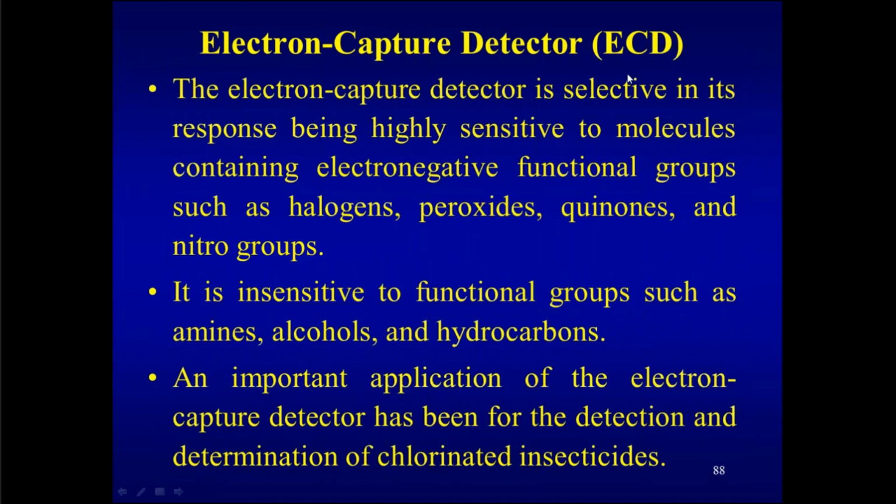Another important detector is the electron capture detector. This is a very selective detector in its response, being highly sensitive to molecules containing electronegative functional groups such as halogens, peroxides, quinones, and nitro groups. However, this detector is insensitive to functional groups such as amines, alcohols, and hydrocarbons. An important application of the electron capture detector has been for the detection and determination of chlorinated insecticides. This is, of course, in the insecticide industry. It is also useful in the pharmaceutical industry.